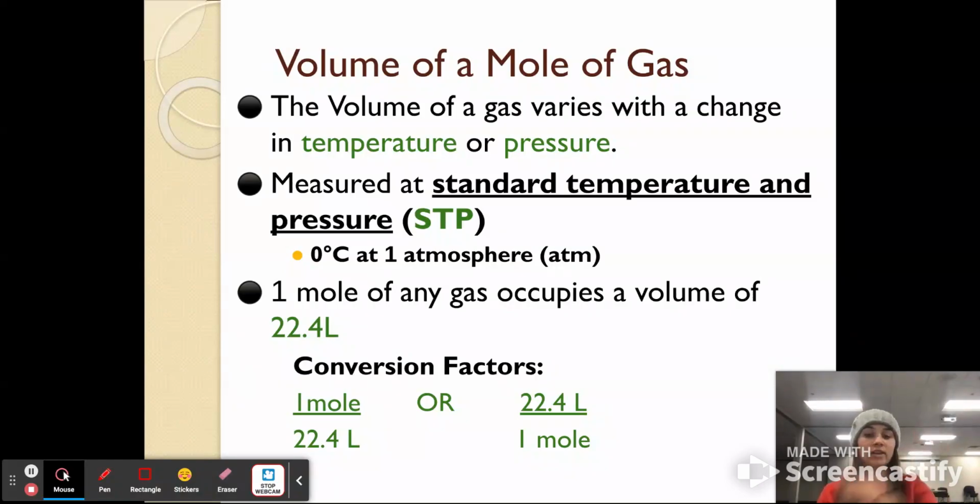So if I have 22.4 liters of nitrogen, I have 1 mole of nitrogen. If I have 22.4 liters of hydrogen, I have 1 mole of hydrogen. So it's not like our molar mass that changes. This always stays the same. So my conversion factors are 1 mole divided by 22.4 liters, or 22.4 liters divided by 1 mole.